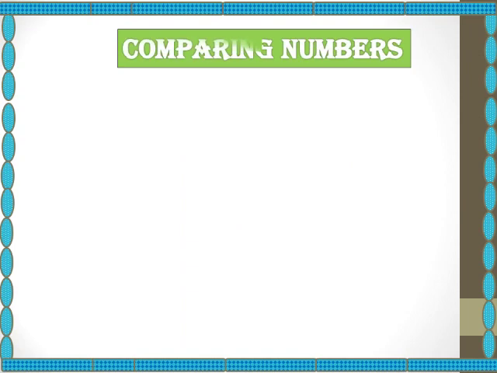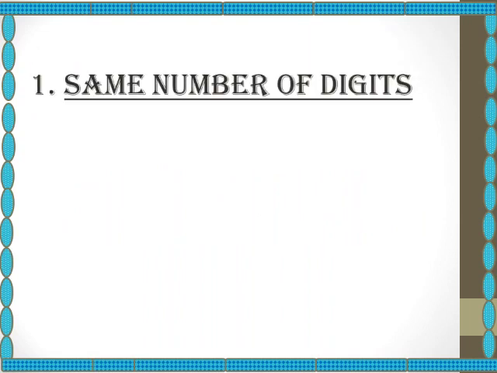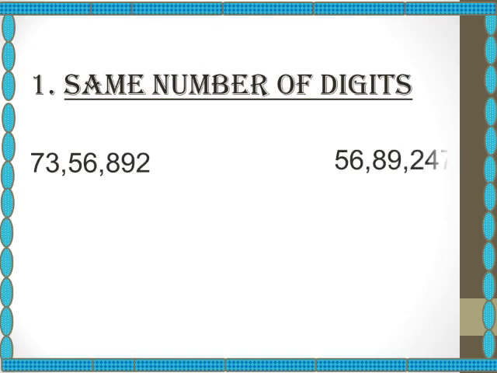When you are comparing numbers, there are two ways you can compare them. What does that mean? First, comparing numbers with the same number of digits, and second, comparing numbers with a different number of digits. Let us compare with the same number of digits. Take this number, 73,56,892. The other number is 56,89,247. Here, first you will check for the number of digits.